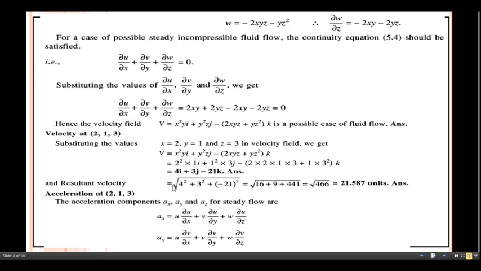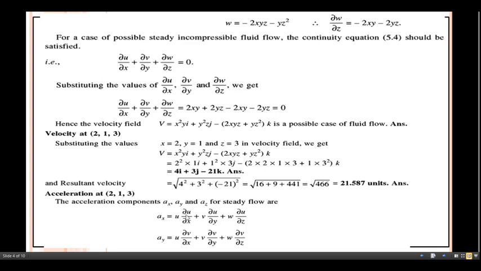So how can we get the resultant? Take the square root of this one. i, j, k are nothing but unit vectors. So the resultant is the square root of this term square plus this term square plus this term square. You should add all these things, and if you take the square root of all the terms, what do you get here? 21.587 units.